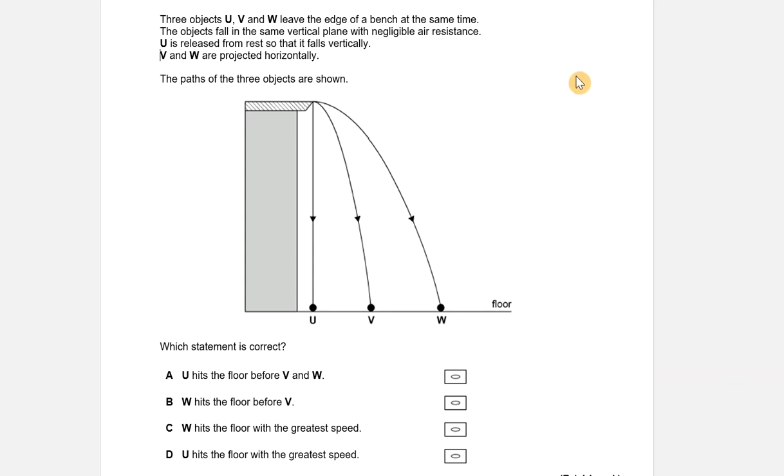Hello, another AQA A-level multi-choice question on the mechanics topic. If you want to choose a different question, hit the information card up here. If you want to attempt the question yourself, pause the video now.